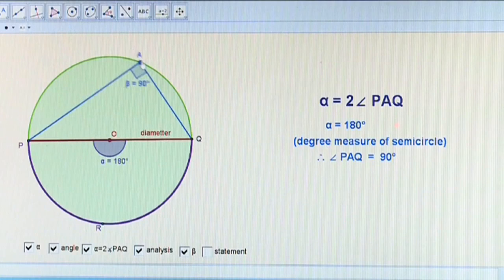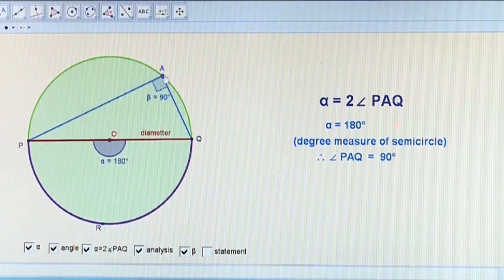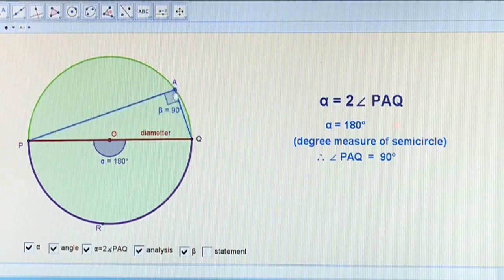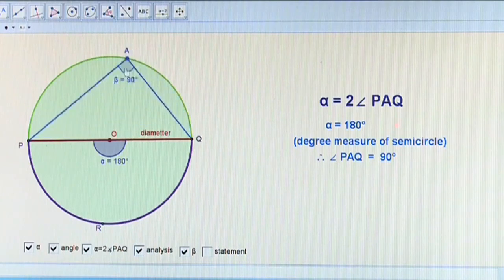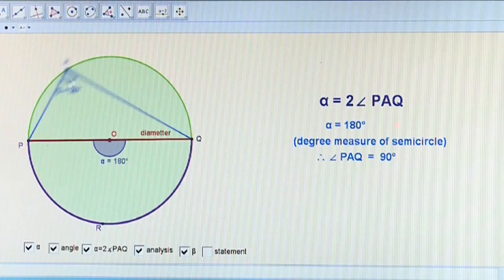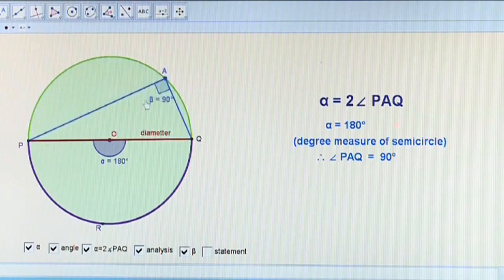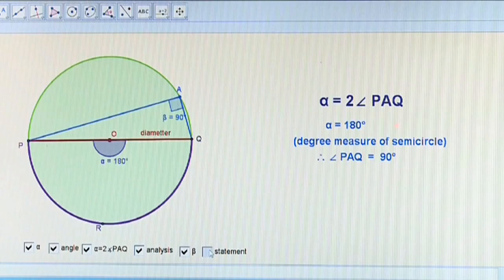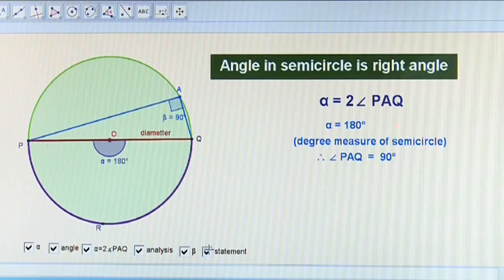Now let me move this point A throughout in the remaining part, that means in the semicircle. See, as you know, this should be half of the central angle, so it is throughout 90 degree. And we can conclude that angle in semicircle is right angle.